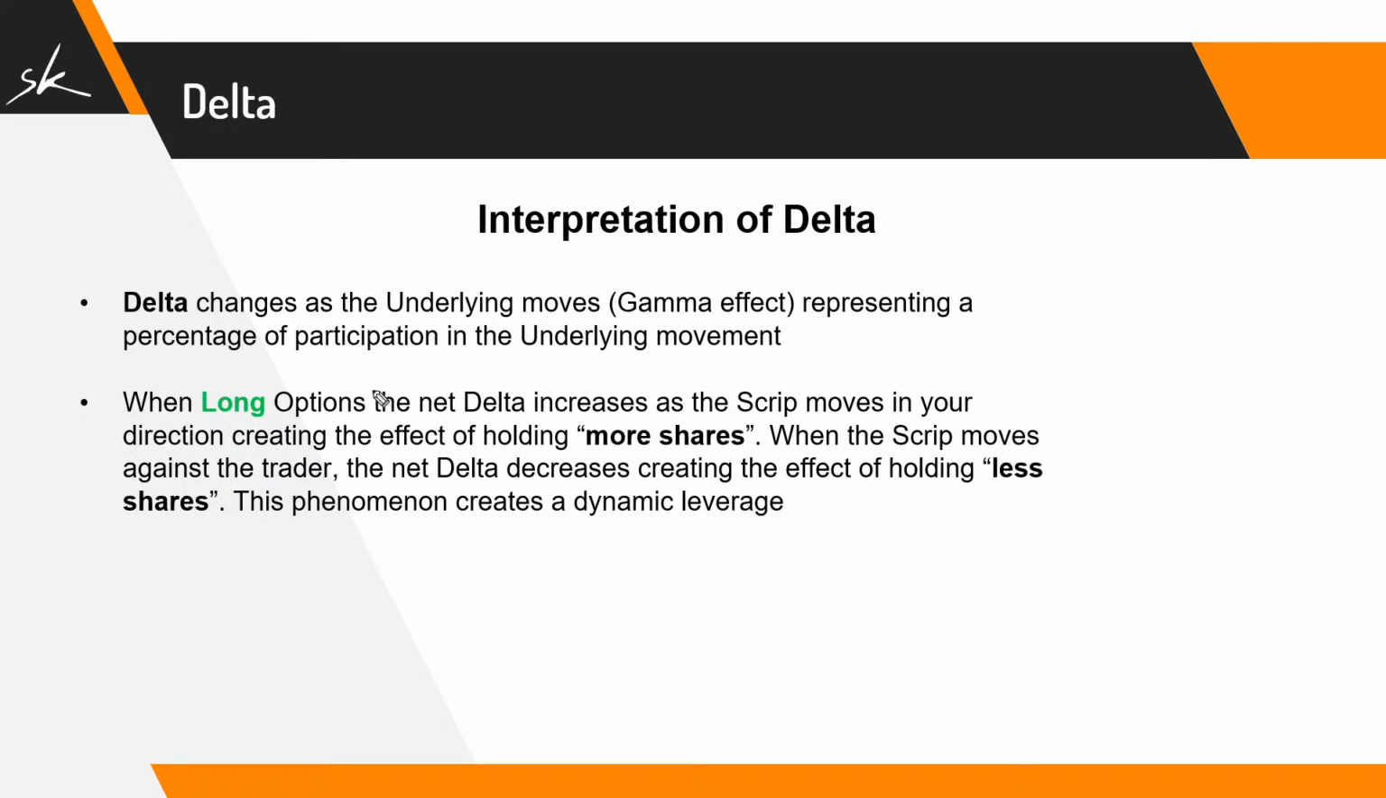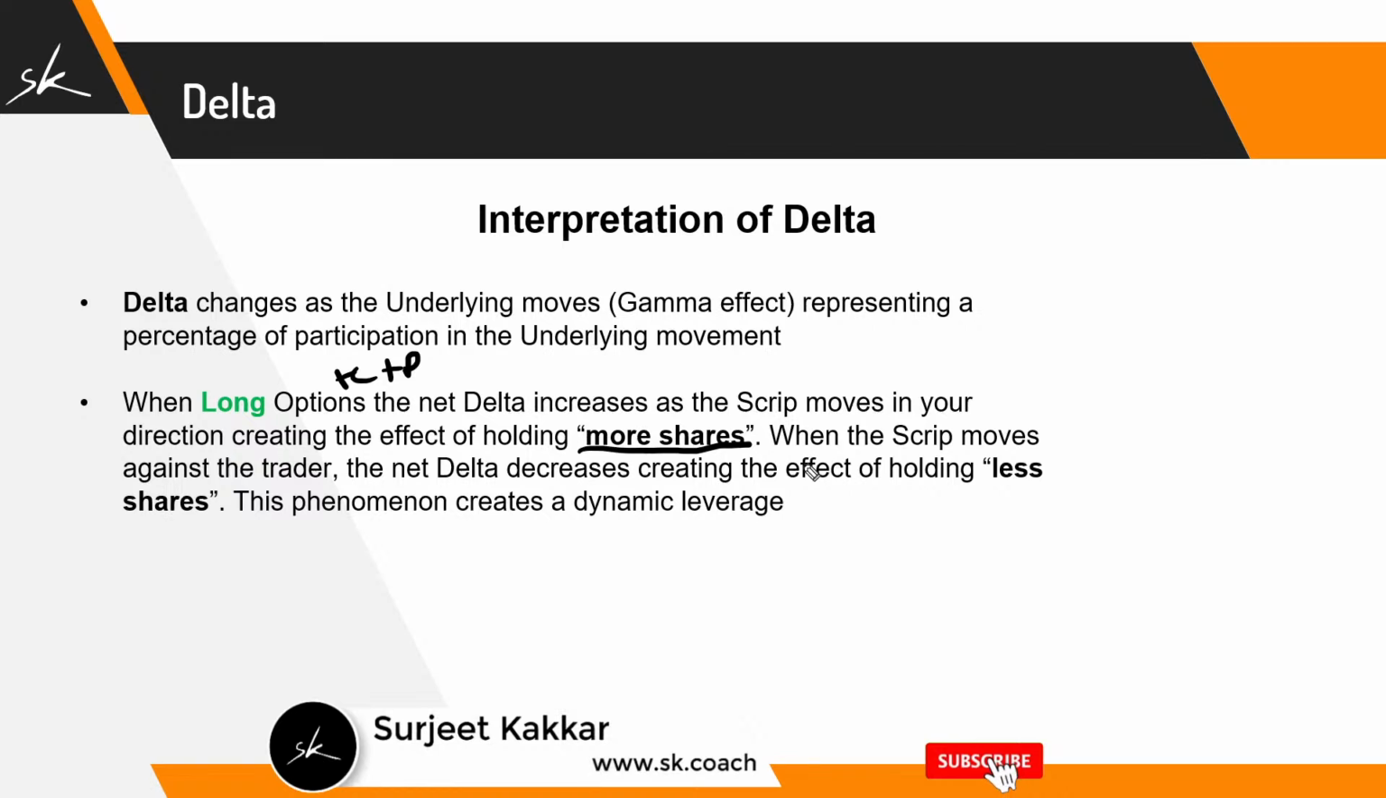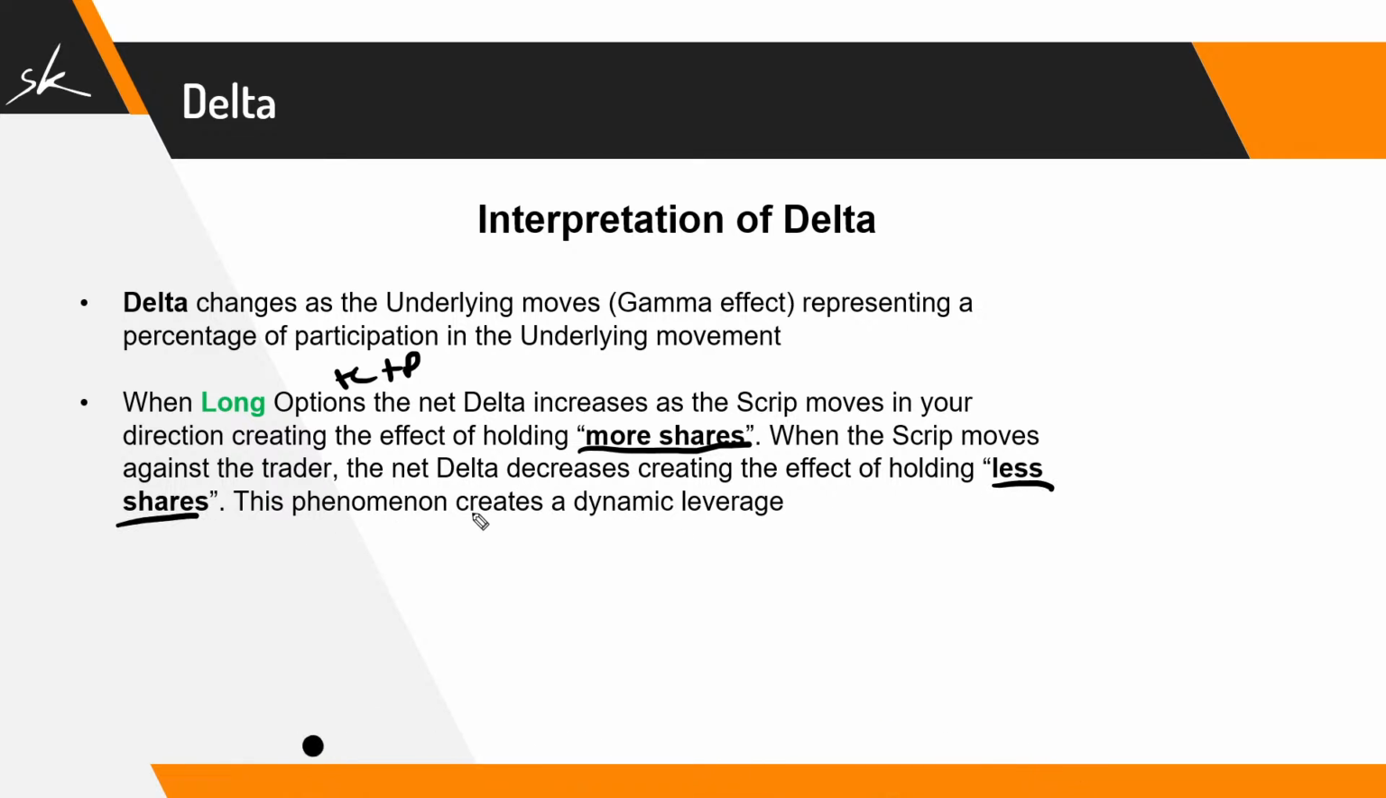So this is what happens when you are long options, be that a call, be that a put. When it goes in your favor, it has an effect of as if you're holding more number of shares, and when it starts going against you, it has an effect of as if you're holding less number of shares. And this phenomenon creates something which we call dynamic leverage. Now what do we mean by dynamic leverage? If I'm holding 100 shares, if it goes 1 rupee in my favor, yes, I make 100 rupees. If it goes 1 rupee against me, yes, I lose 100 rupees. But in options, if it starts going in my favor, I will be making more money. If it starts going against me, I will be losing less money, because my participation starts reducing.